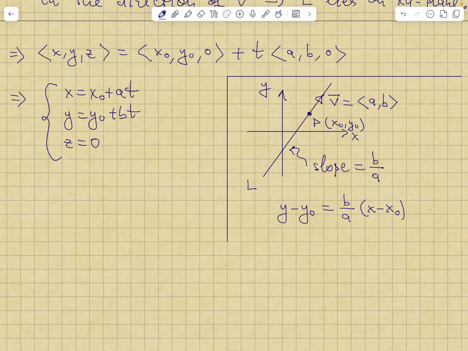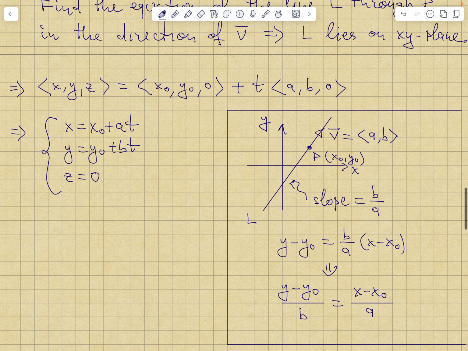Or I can rewrite this also in the following form. If I divide both sides by b, I can write this as y minus y0 over b equals x minus x0 over a. Well, but this does not look the same as the equation of a line that I found on the left, right? It's this on the left, and this on the right.